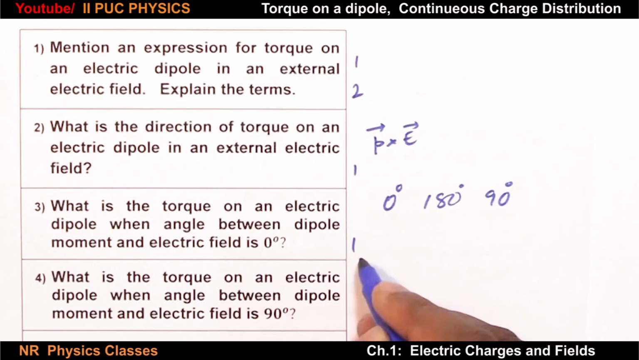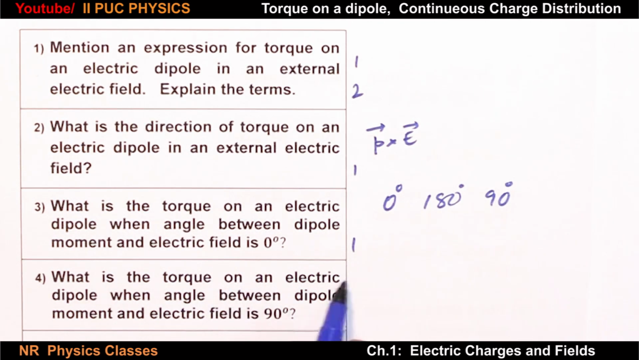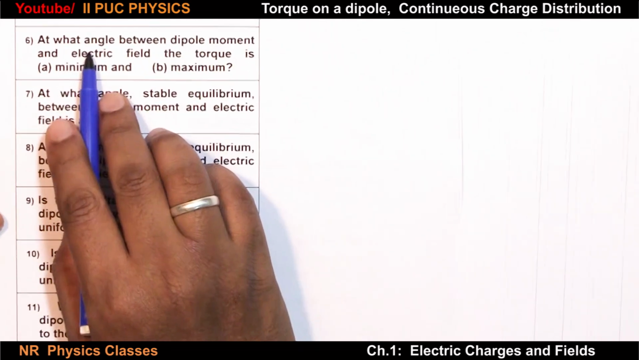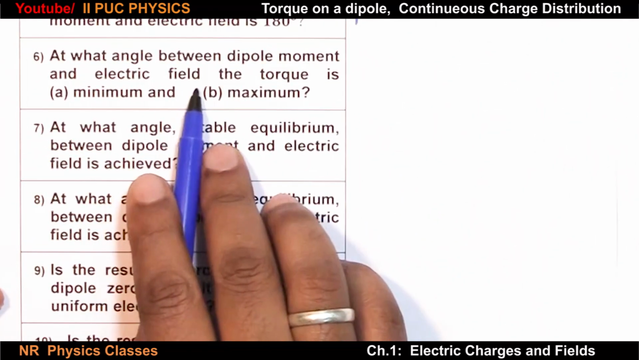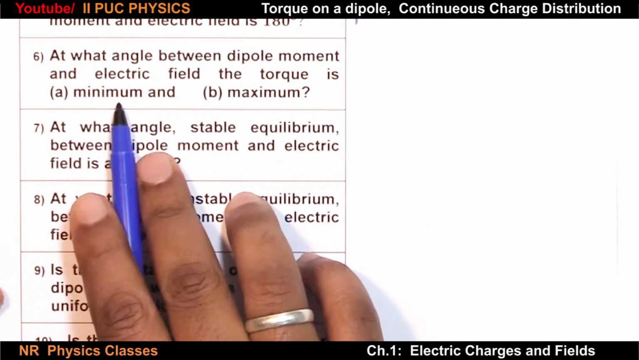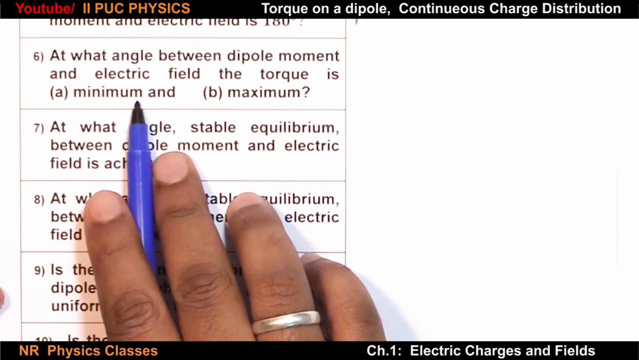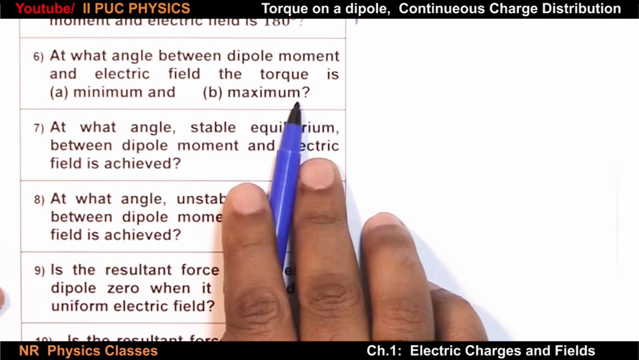This is for 1 mark. What is the torque on an electric dipole when the angle between dipole moment and electric field is 90 degrees and 180 degrees? Each 1 mark. At what angle between dipole moment and electric field is the torque minimum? Minimum means 0. Maximum is pE.